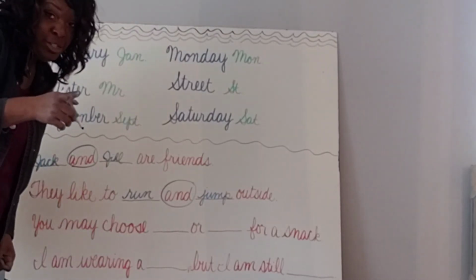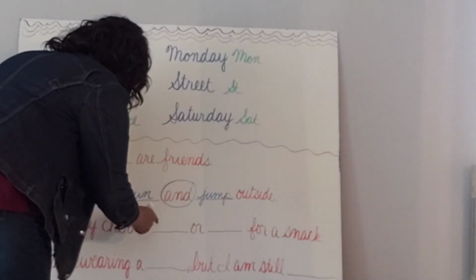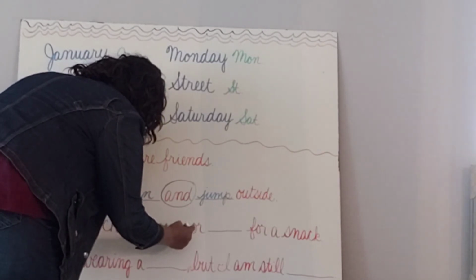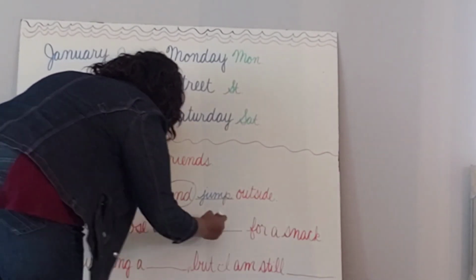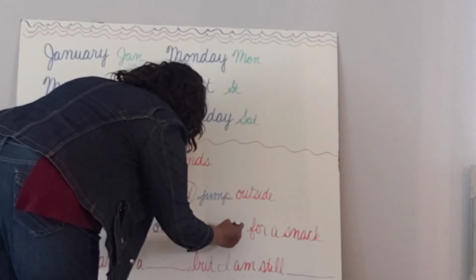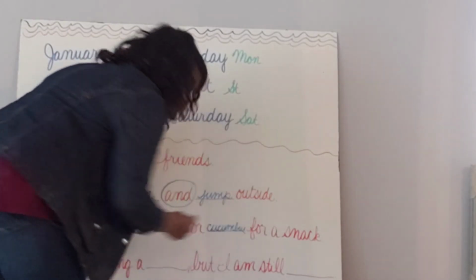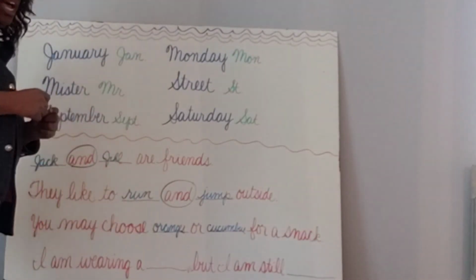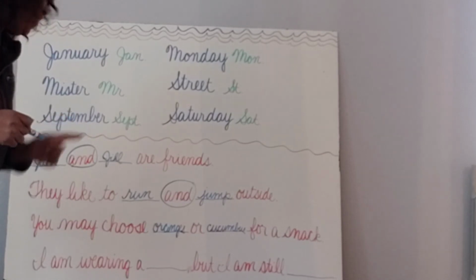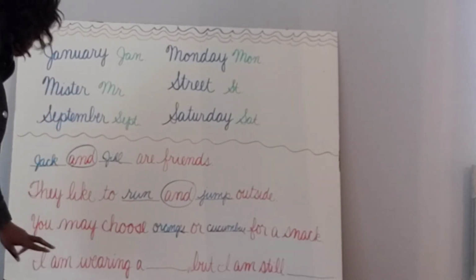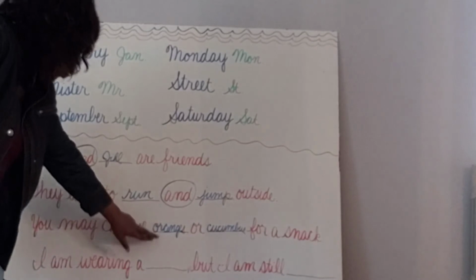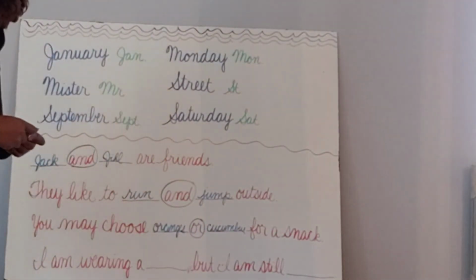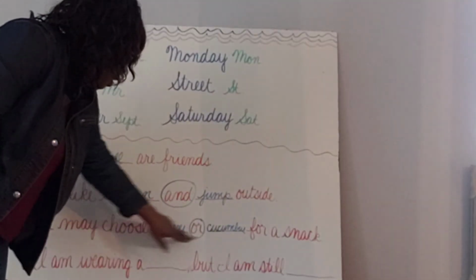You may choose blank or blank for a snack. We just talked about all this goodness and health yesterday, so I'm going to say you may choose oranges or cucumbers for a snack. Sorry, Elsie, no donut, okay? Oranges or cucumbers for a snack because we want healthy snacks, so we're not malnourished. Okay, and then the last one. So, or, sorry, is our connecting word here, connecting two words together, two nouns together.